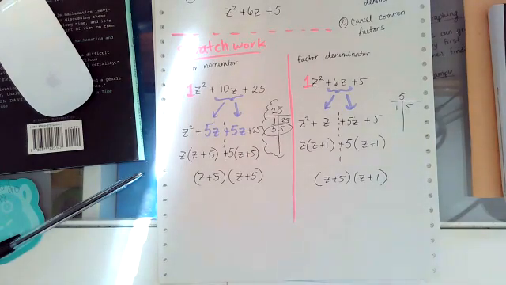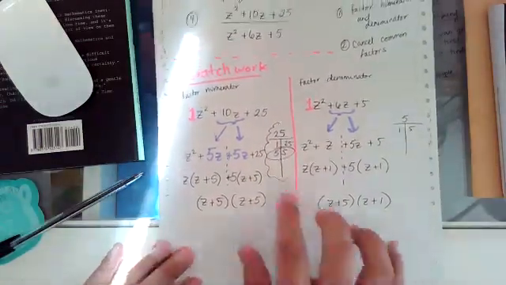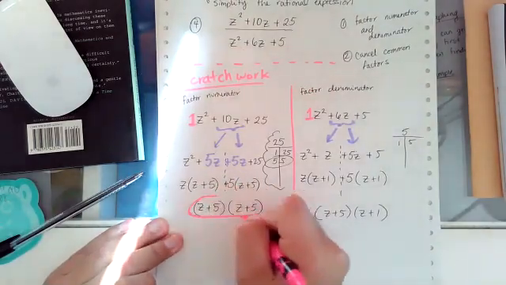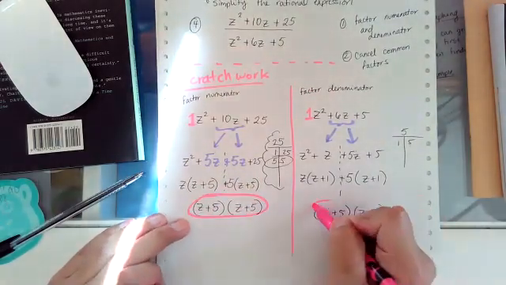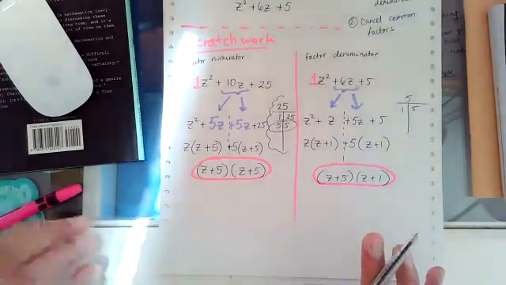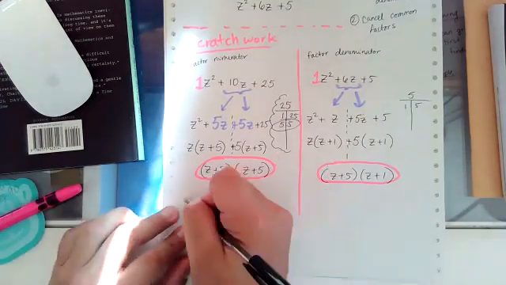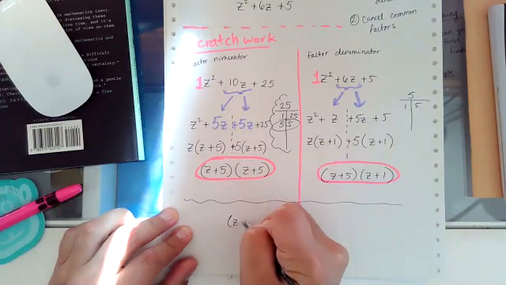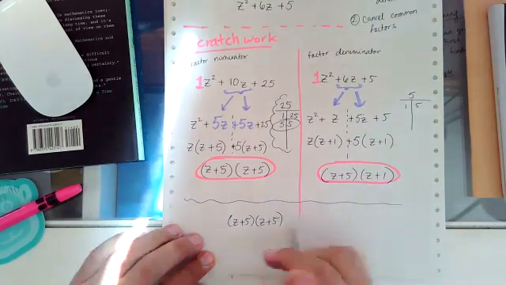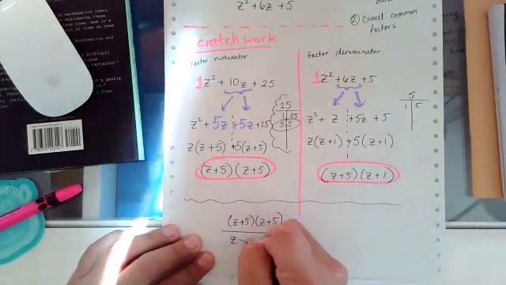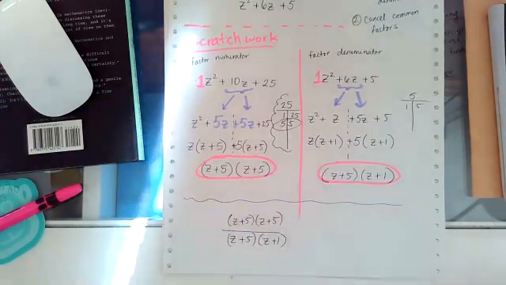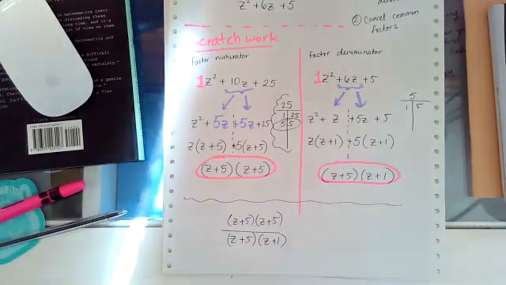Okay. Well, the original problem is that we need to simplify this rational expression. So this is going to be our new numerator. This is going to be our new denominator, and you have to be very careful to put those in the correct location. Okay, this goes on top. So we'll have z plus 5 times z plus 5 on top. That was the numerator. Divided by z plus 5 times z plus 1. That's the denominator. And then you cancel common factors.